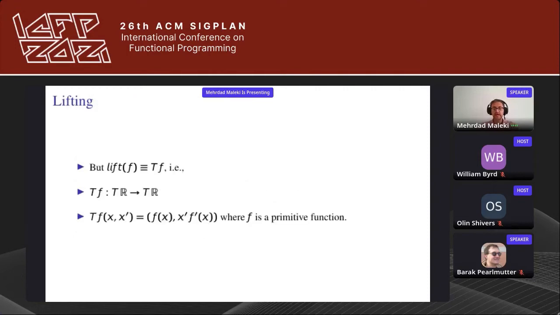But the lift of function f is actually the push forward of f. The push forward of f is a function from T of R, the tangent bundle of R, to the tangent bundle of R, and it is defined as follows: T of f on the pair (x, x prime), which is a member of the tangent bundle of R, is (f of x, x prime times f prime of x), and the second part is a member of the tangent space of R at point f of x. And in this definition, f is supposed to be a primitive function.